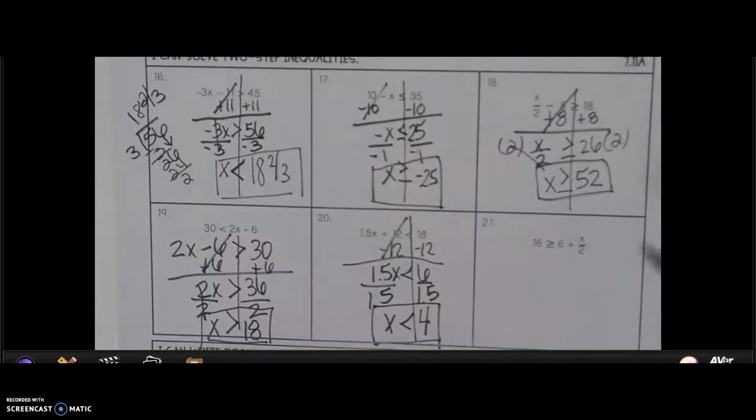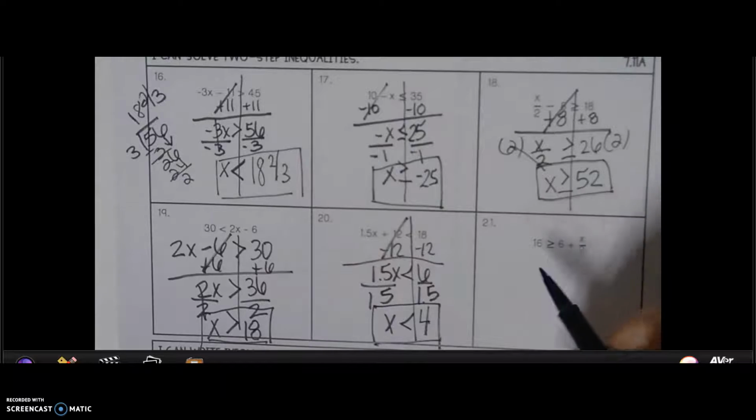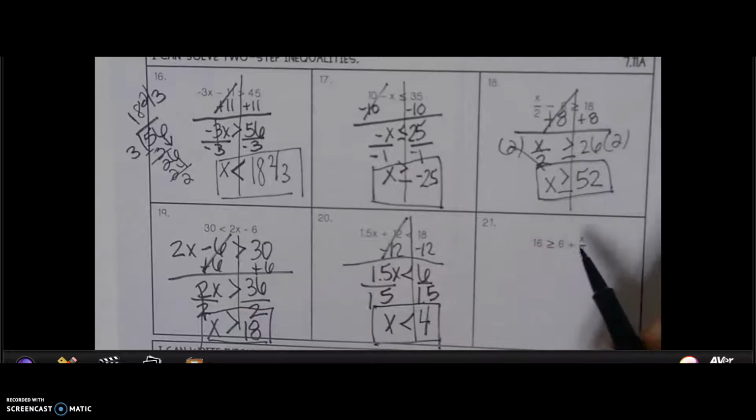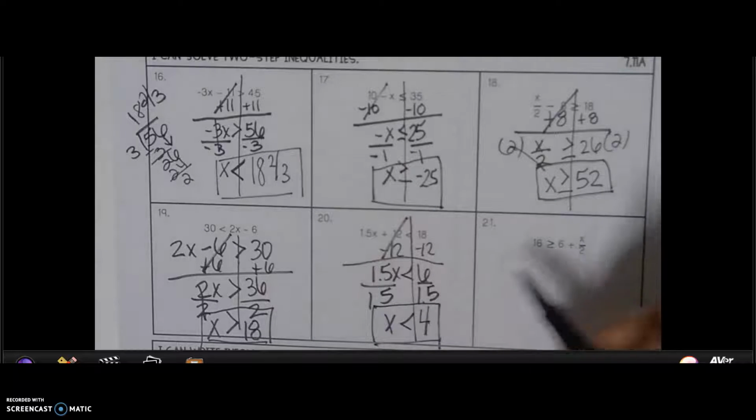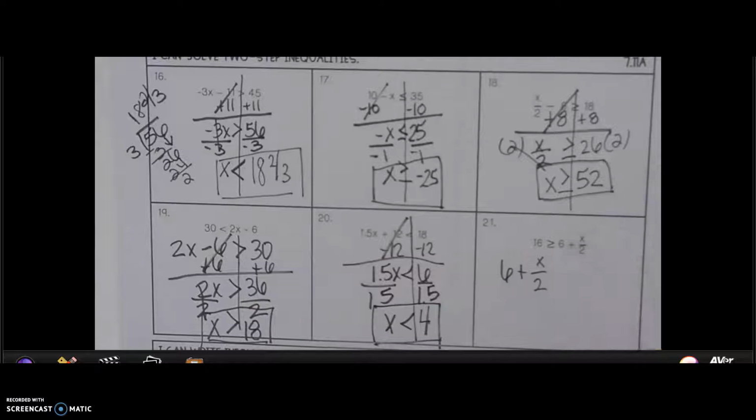Number 21, 16 is greater than or equal to 6 plus x over 2. So we're going to rewrite it so that the variable is on the left-hand side. So we're going to say 6 plus x over 2 is less than or equal to 16.